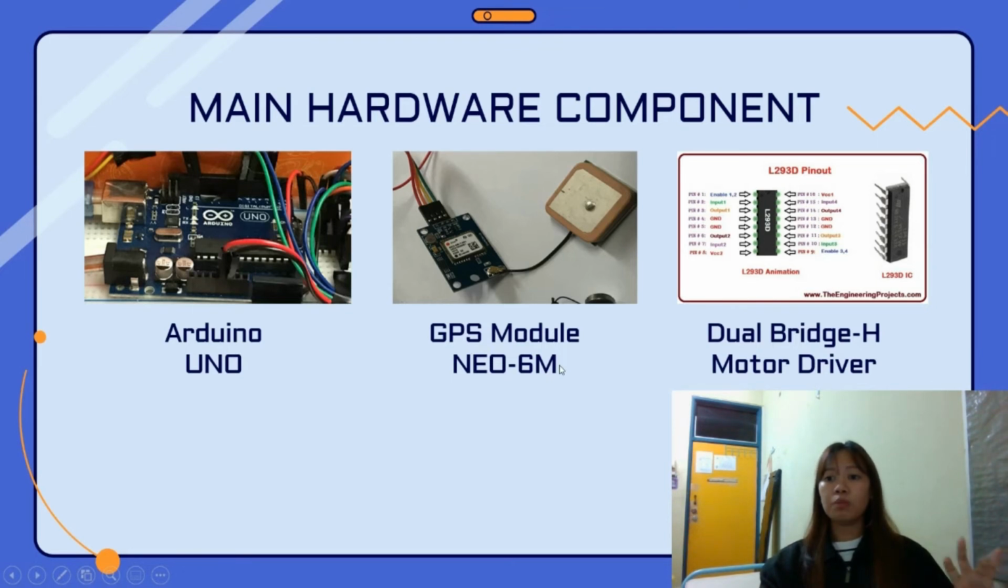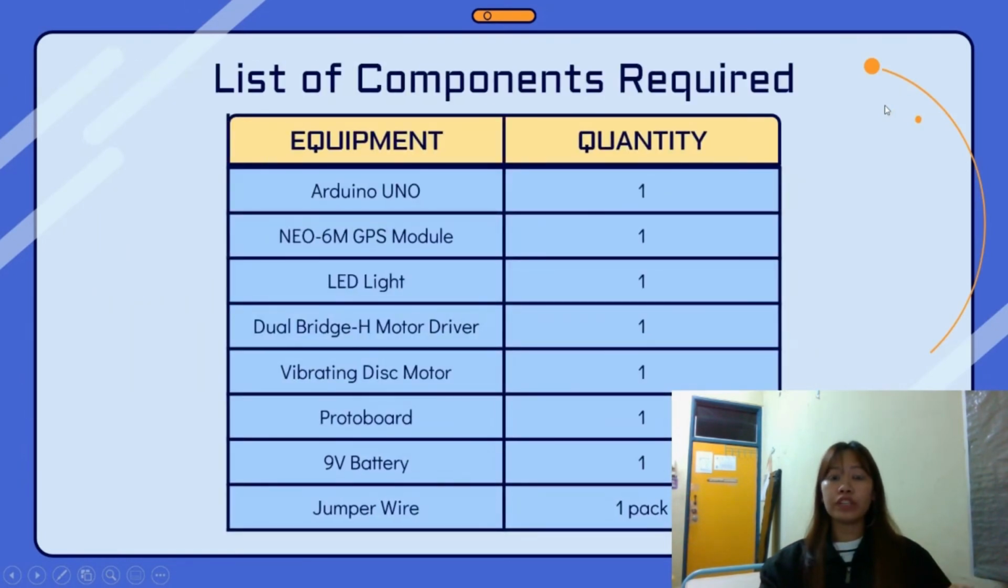This GPS module is used to communicate with the Arduino via serial communication by using the TX and RX pins, while the dual H-bridge motor driver that we use is the L293D. Its function is to convert the low current signal to a high current signal. Next is the list of components required and also the quantity that we use to conduct the experiment. The equipment includes LED light, vibrating motor disc, protoboard, battery, and also jumper wires.